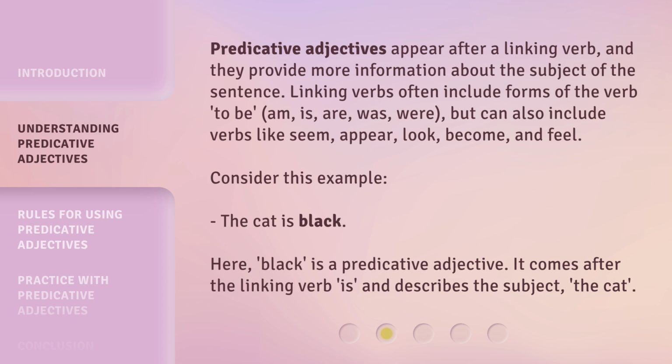Consider this example. The cat is black. Here, black is a predicative adjective. It comes after the linking verb, is, and describes the subject, the cat.